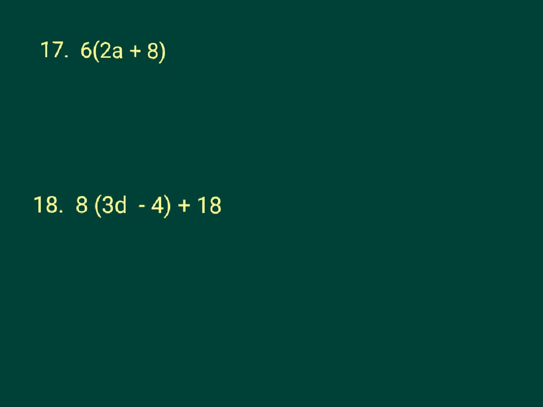So number 17, if I could do 2a plus 8, I would do that first, but they're not like terms. I can't combine them with addition. But this symbol means multiply 6 by everything that's inside the parentheses. So I'm going to multiply 6 by 2a and 6 times 8. This is the distributive property. 6 times 2a results in 12a, and I'm going to maintain that addition symbol. And 6 times 8 is 48. And I can't add 12a and 48 because they're not like each other, so this is the final answer.